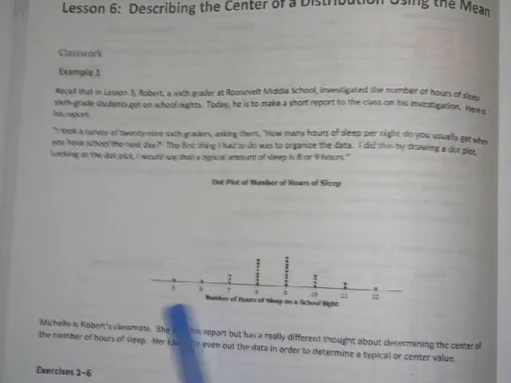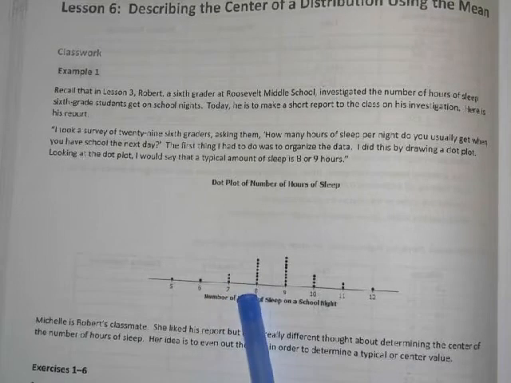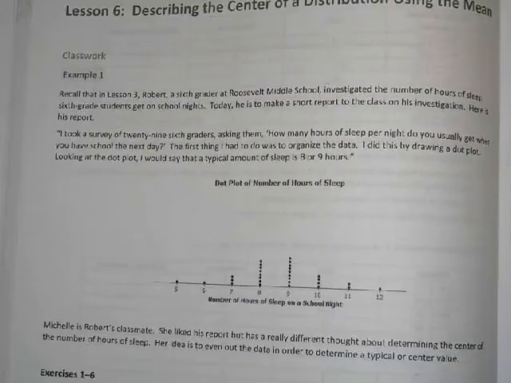So that's 1, 5, 1, 6. That would be 7, 7, 7. And then you have all of those 8s, all of those 9s, and that would have to be put in a list for you to then actually be able to accurately calculate the mean.